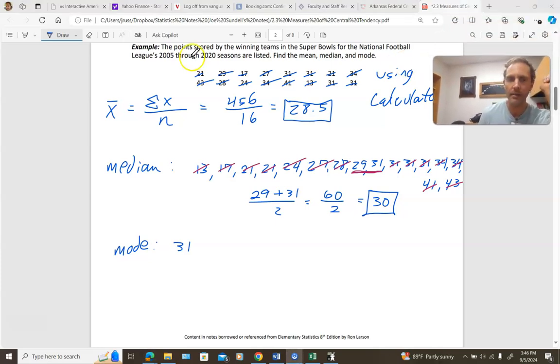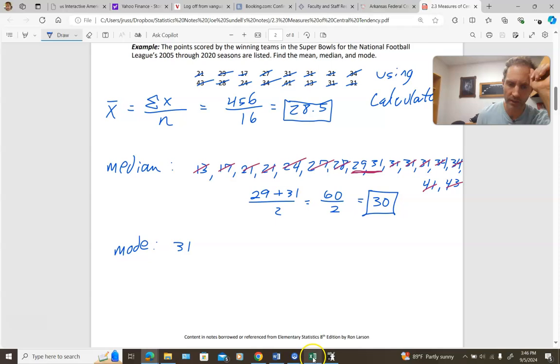So you could say that from the years 2005 to 2020, the average winning football score was 28.5 or 30 or 31. It depends on which statistic you use to call the average. Okay, and depending on how the data is distributed, some of these are better than the others in capturing that idea of average, or that idea of centeredness, okay?